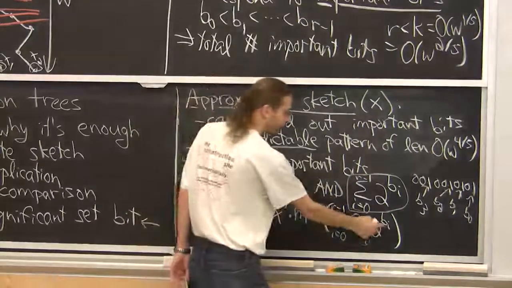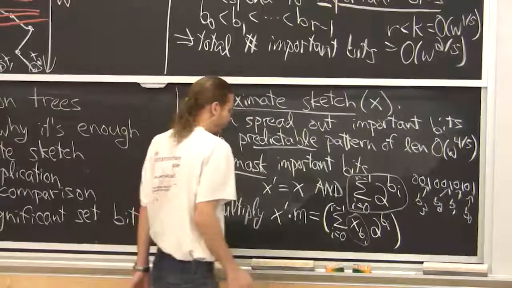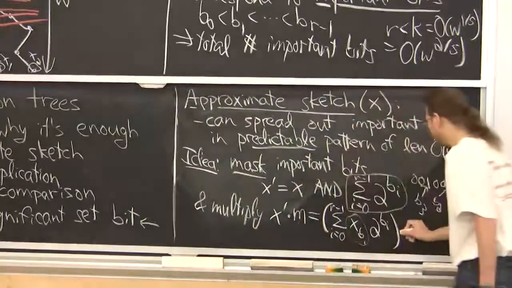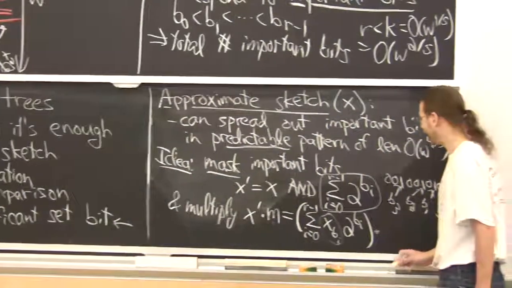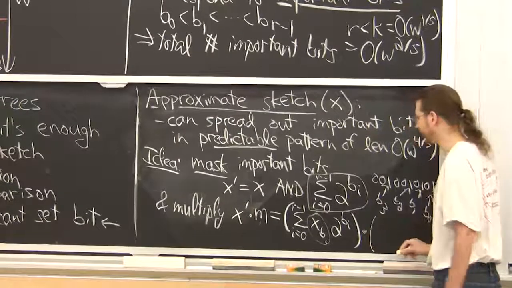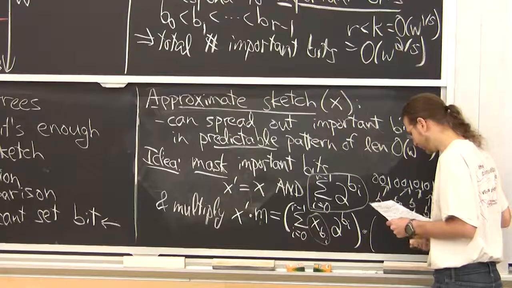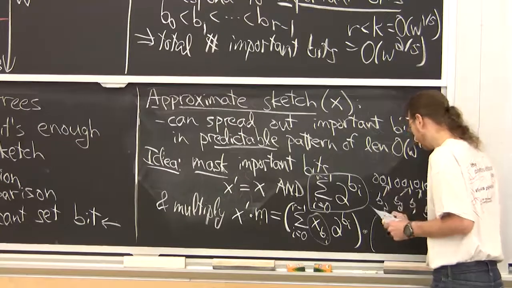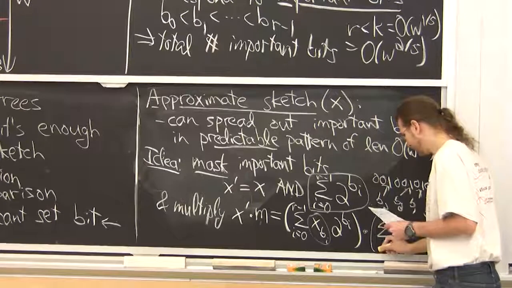But we only care about the important bits because only those are set. So that's x prime. And then we're multiplying that by m. Now, m could have any bit set. So I'm going to write it like this.